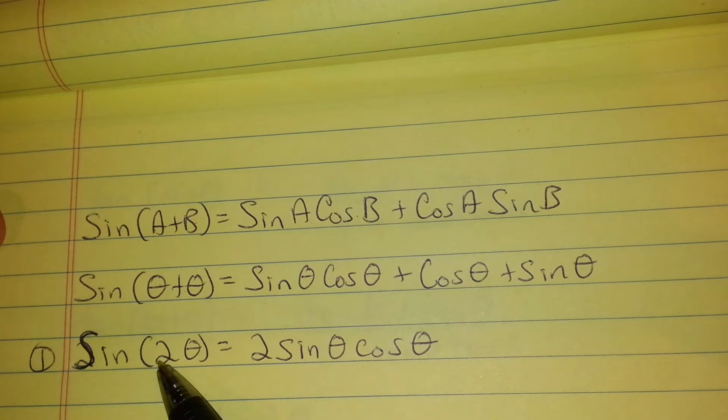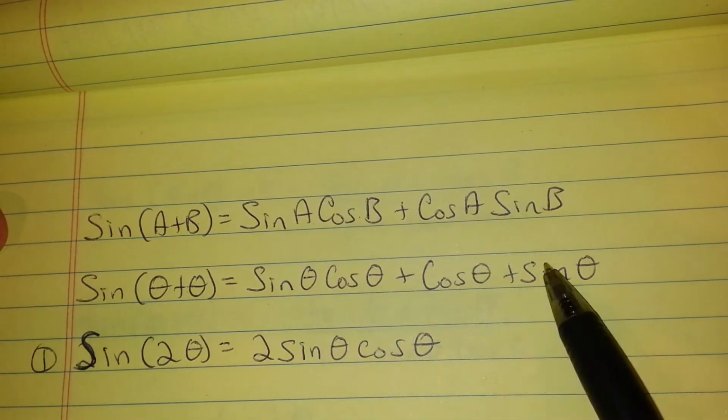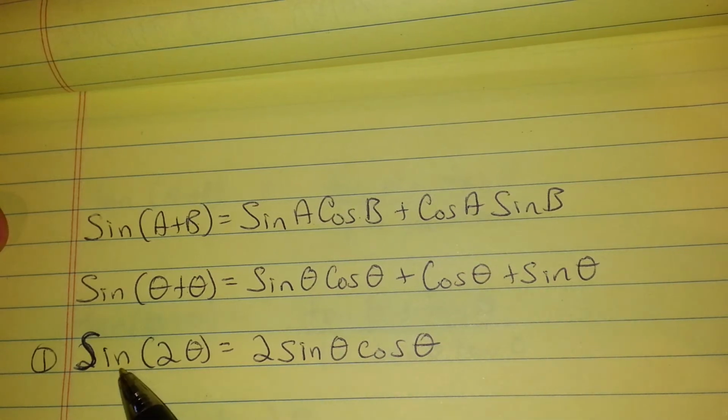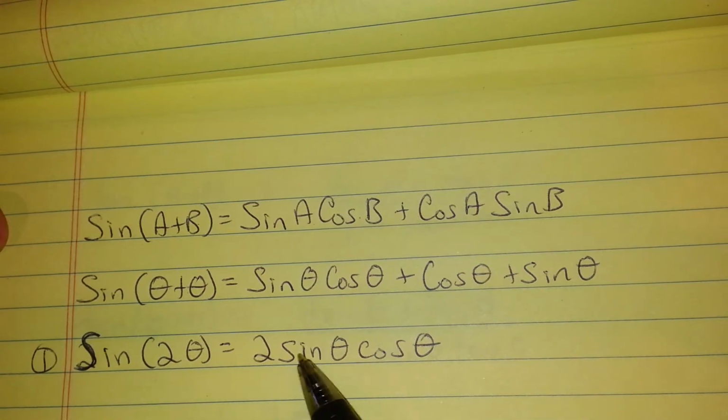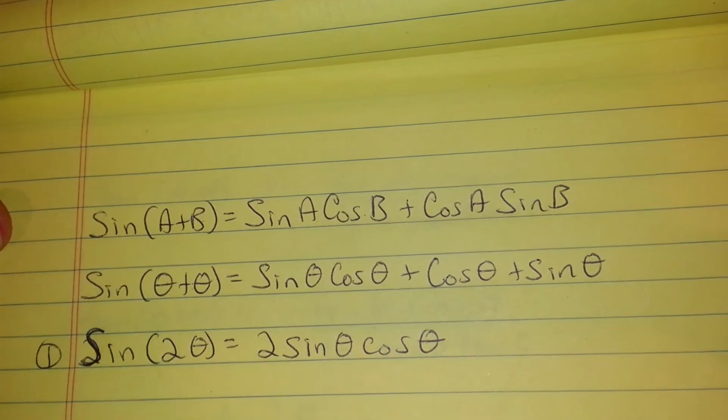double angle formula, what they're called. Sine of 2 theta equals, what do I have here? Sine cosine, just different order. But that's 2 sine cosine theta. Sine of 2 theta equals 2 sine theta cosine theta, number 1.